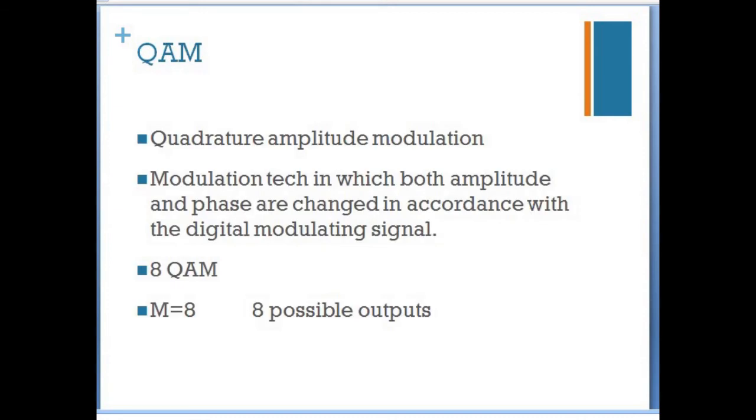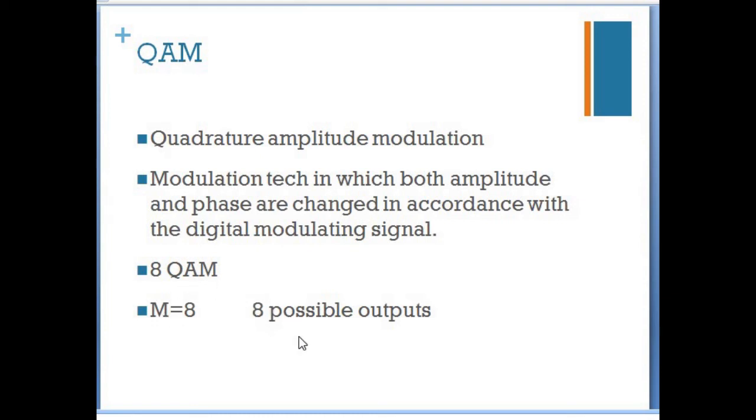Next one is QAM, quadrature amplitude modulation. Quadrature amplitude modulation is a modulation technique in which both amplitude and phase are changed in accordance with the digital modulating signal. So based on the number of possible outputs, a QAM may be 8 QAM, 16 QAM, 32 QAM, 64 QAM like this. So we will discuss how an 8 QAM modulator is working.